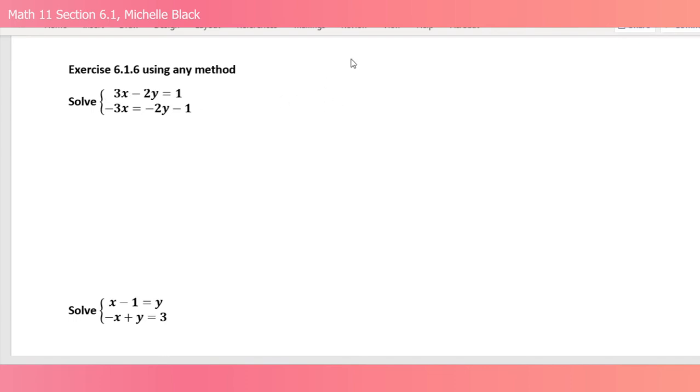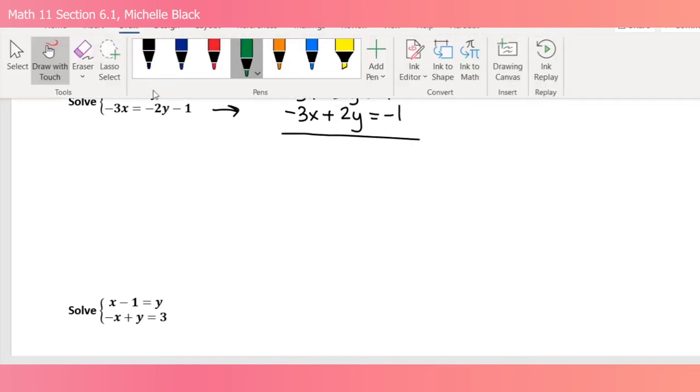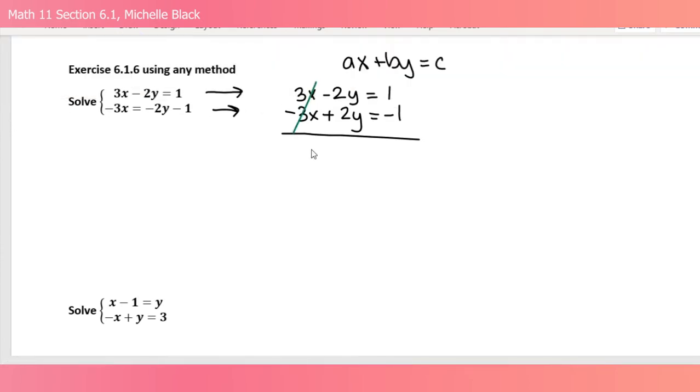But to use the elimination method, remember you have to have your equations in standard form so that you can line up your equations when you add them. So I just need to rewrite the order of this bottom equation by adding the 2y over to the other side. And now let me rewrite that top equation above. And I'm going to add straight down. But when I add straight down, my x values add to 0, my y values add to 0, and my constants add to 0. So everything disappears.